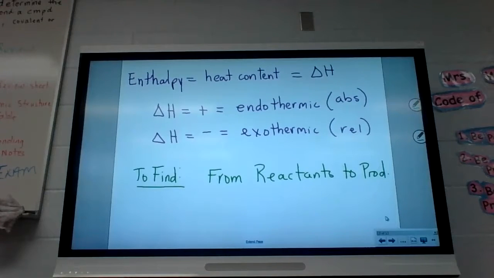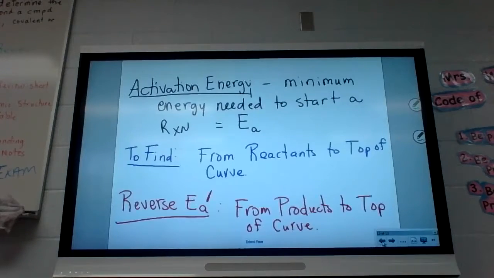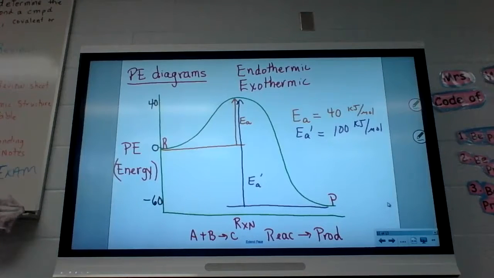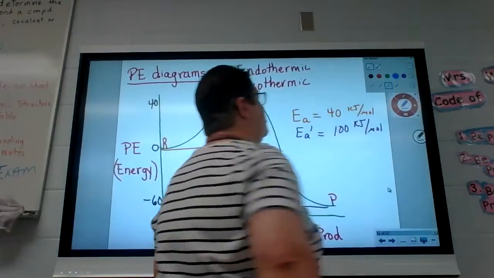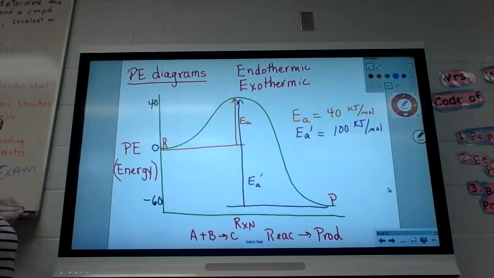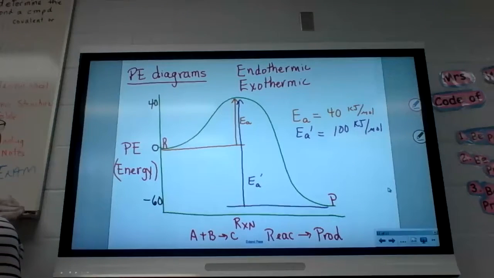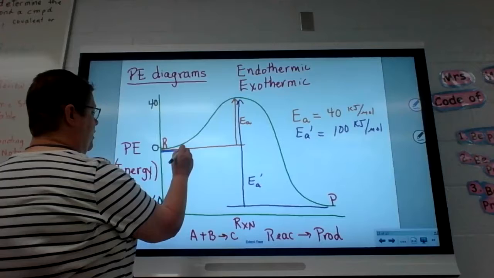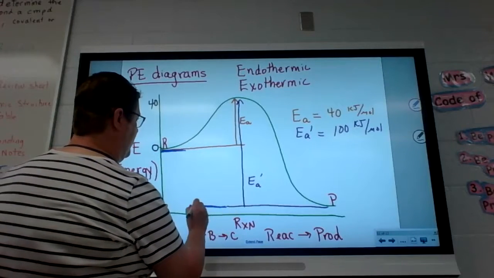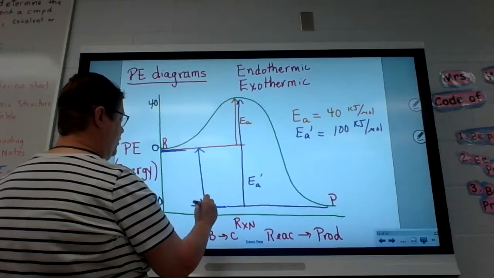All right, we there? Yeah. All right, so if we look at the graph, delta H goes from where to where, first of all? We'll do the easy part. Where do the delta H's start at? Reactants to the products. All right, so we know delta H is going to start here, and it's going to end here. So that's where delta H goes to.